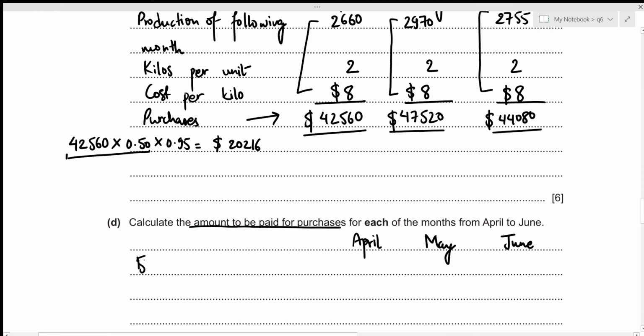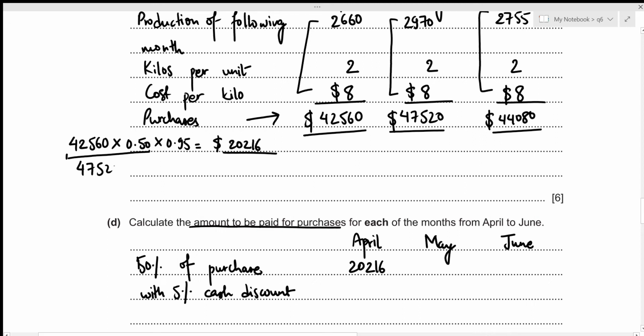So that will be 50% of purchase with 5% cash discount. And for the month of April, we just figured it out to be 20,216. For the month of May, that will be the total of 47,520, which we figured out above. And we're only paying 50% of it, so that's times 0.50, and we're only paying 95% of this, so that's times 0.95, which results in the value of 22,572. Let's write it down.